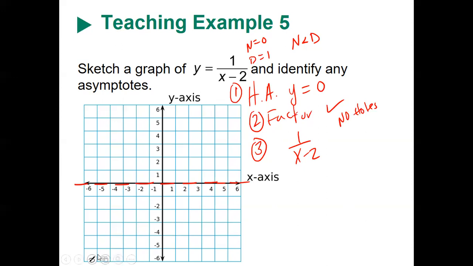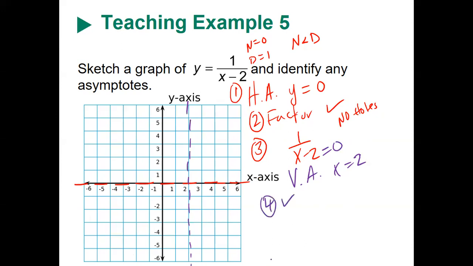Then what was left? To find the asymptote, right? So that means I set my denominator equal to 0 to find my vertical asymptote. So where's my vertical asymptote? At x equals 2. So I'm going to go to x equals 2, and put in my vertical asymptote at x equals 2. Okay, what's the next step? Check. Sketch done.